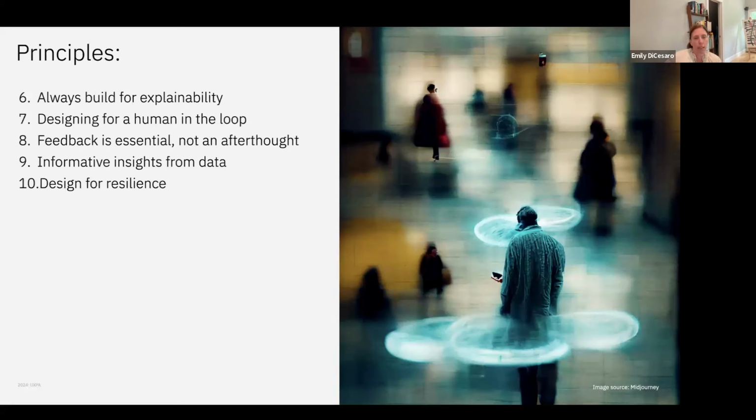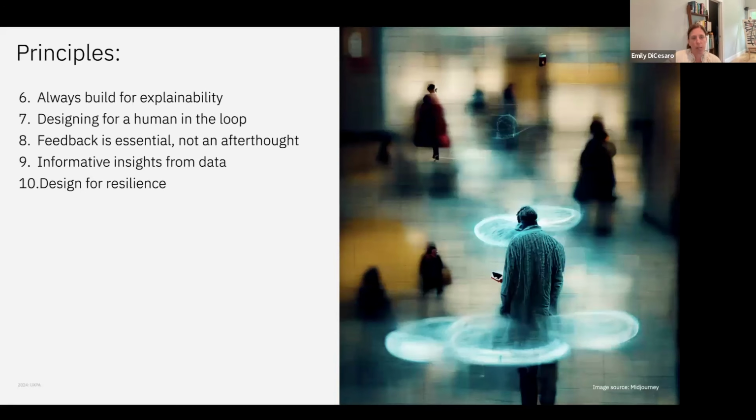Number 8 is feedback is essential and not an afterthought. Very important. Without feedback, the AI system could continue to operate in a way that is completely misaligned with the user's desired values and the outcomes, and that could certainly lead to negative consequences. So whether the feedback is human initiated or system initiated, it must be integrated into the AI to really allow ongoing course correction and improvement as it goes along.